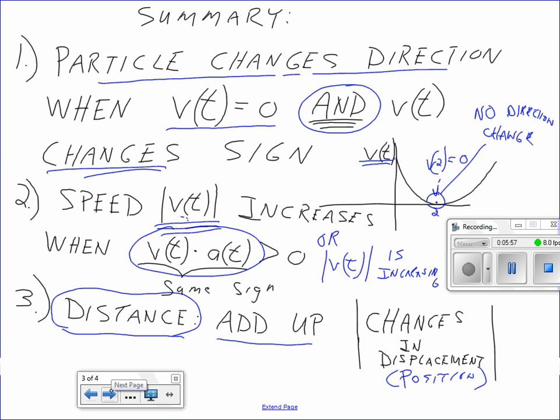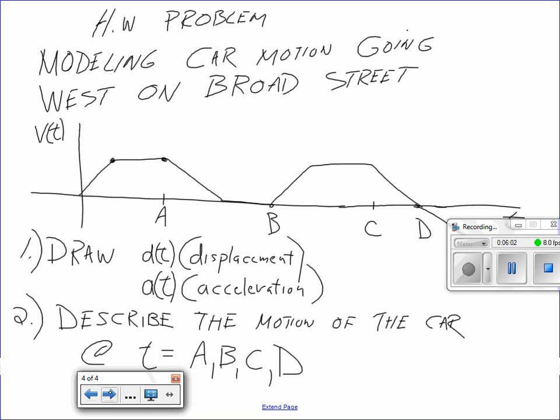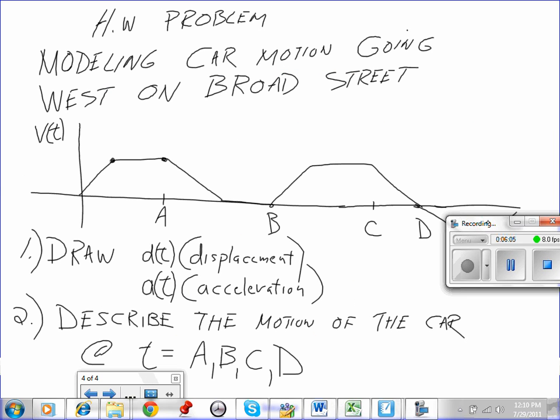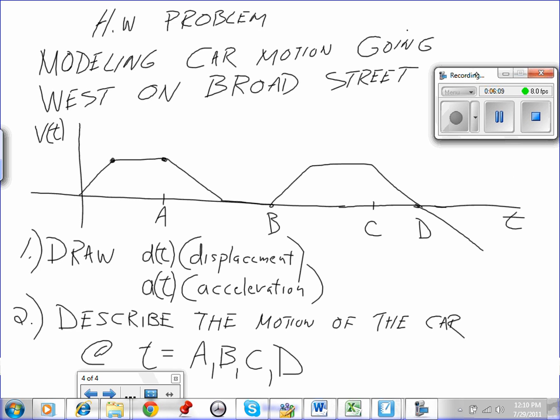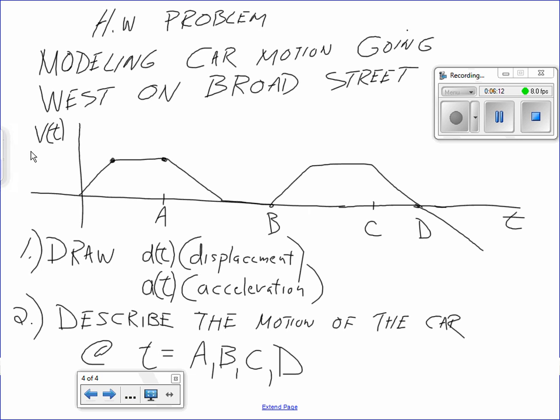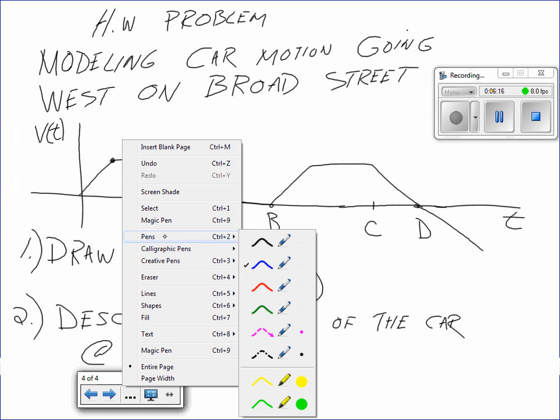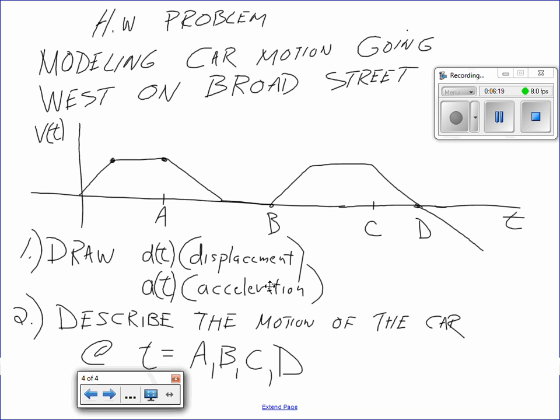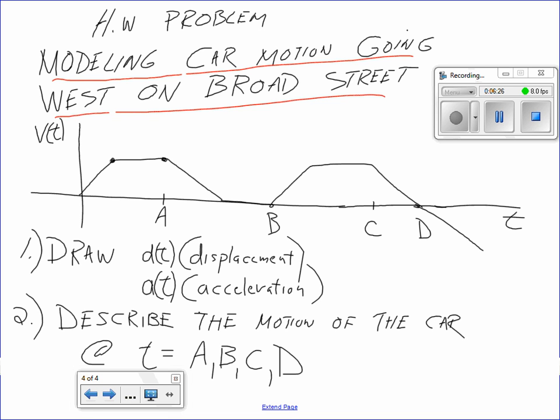Okay. Now here I've got just a puzzle to work on. I like putting together little function models. Remember, calculus is all about a function. Here I give you a graphical function. I'm giving you velocity in this case. So this is a homework problem. Maybe I'll work on it at another time. But the homework problem, I'm modeling car motion going west on Broad Street. Okay, so I pull out of St. Charles right here. This is St. Charles at time zero. At time zero, I'm at St. Charles, and this is not displacement, though.